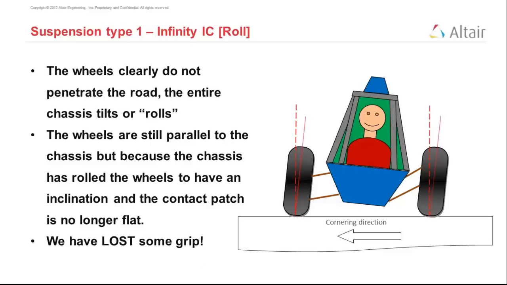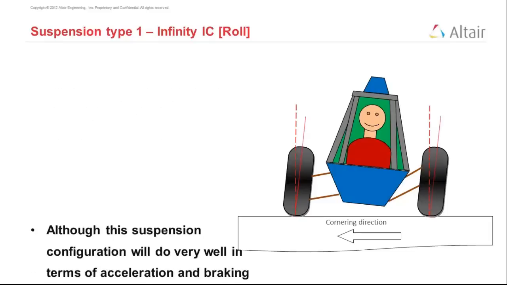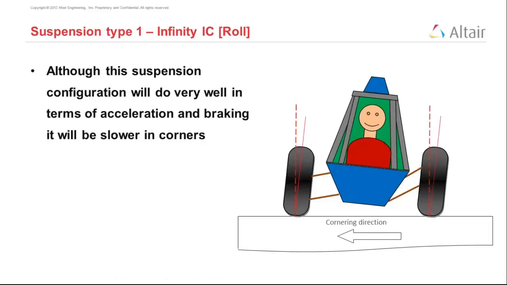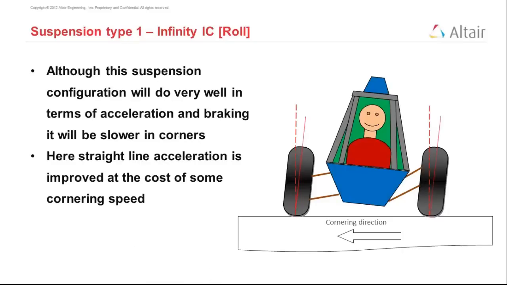Let me repeat this again. During roll, the two wheels are still parallel to the chassis, but the entire chassis tilts, which means that there is an inclination angle of each of the tires with respect to the road, and because of this camber, we will actually lose grip. Although the suspension configuration will do very well in acceleration and braking, this will come at the expense of good traction in a corner.